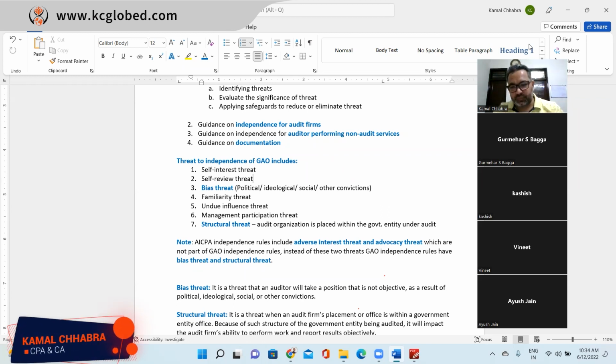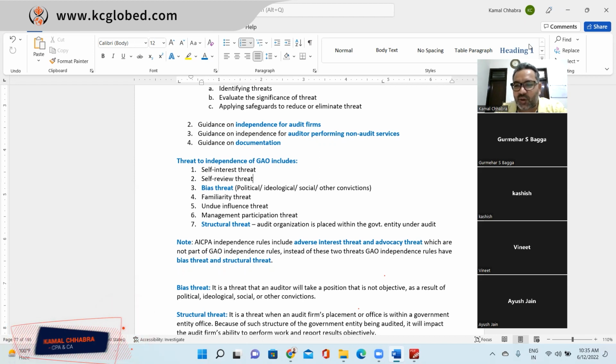What can be an example of an ideological threat? Like I said, Baba Ram Rahim. For example, you are a follower of him, and you are also appointed as an auditor for their trust, right? That kind of thing.